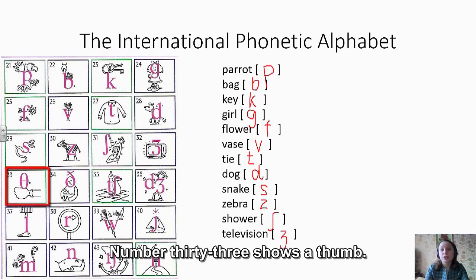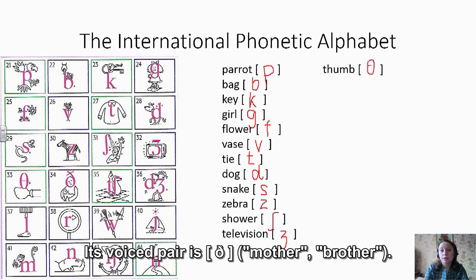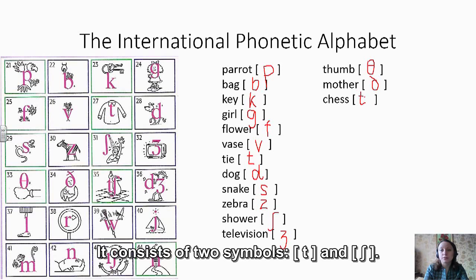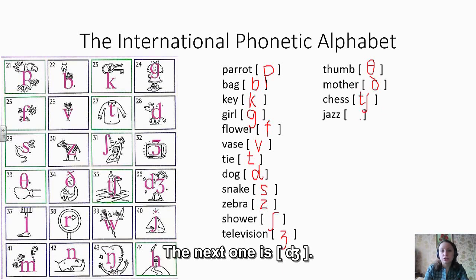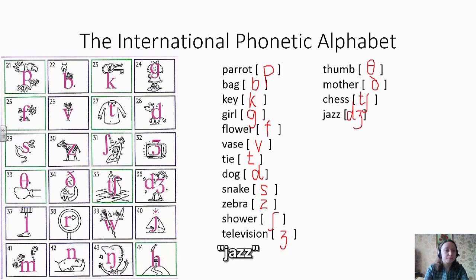Number 33 shows a thumb, th. Its voiced pair is th, mother, brother. Then ch, chess. It consists of two symbols, t and sh. The next one is j. It also consists of two symbols, d and zh, j, jazz.